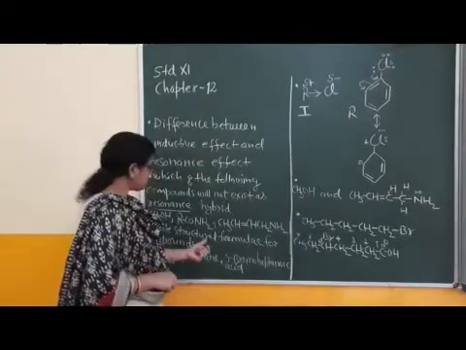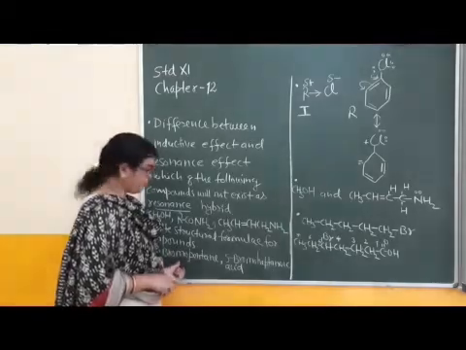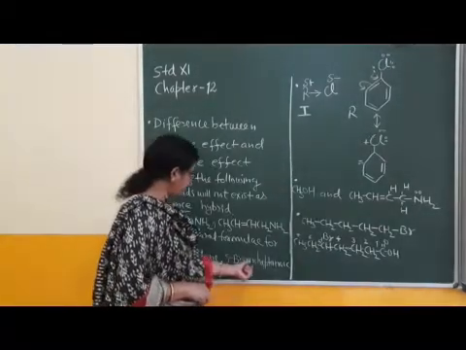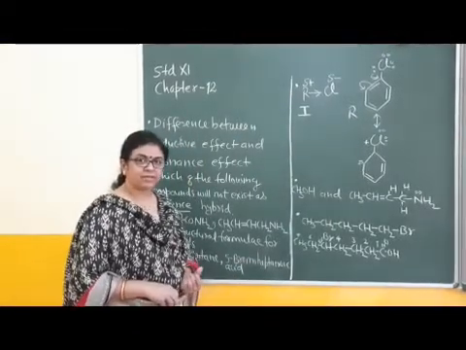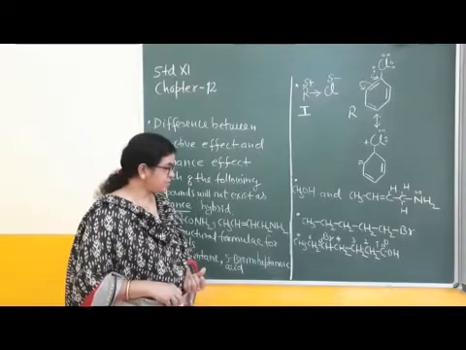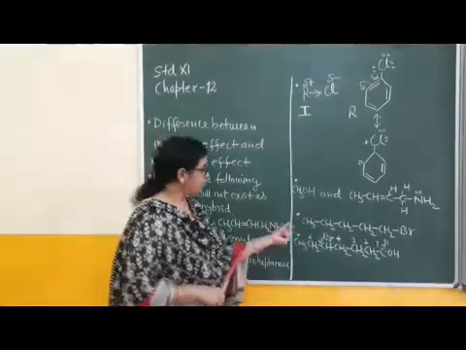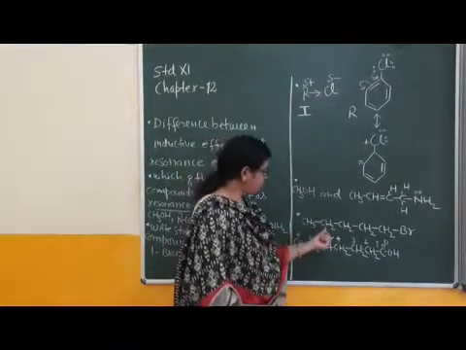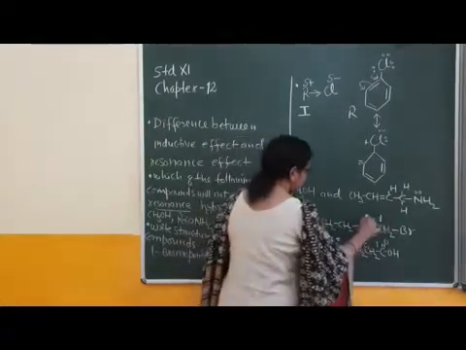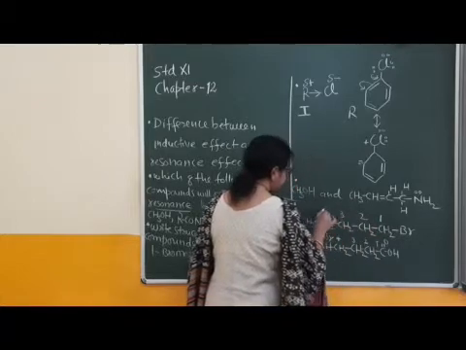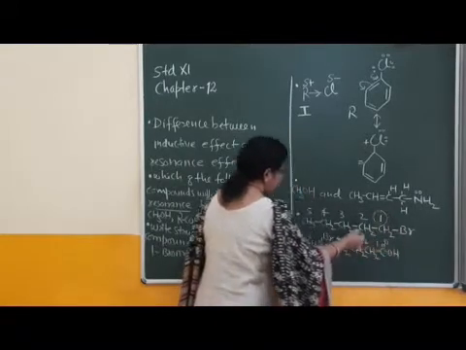Next one: write the structural formula for the compounds. First is 1-bromo-pentane, second is 5-bromo-heptanoic acid. The first one is a halide. 1-bromo-pentane: pent means 5 carbon atoms, ane means single bonded carbon atoms. First, the structure of 1-bromo-pentane: 1, 2, 3, 4, 5. This is the first carbon where the halogen is attached. Okay children, 1-bromo, then pentane.